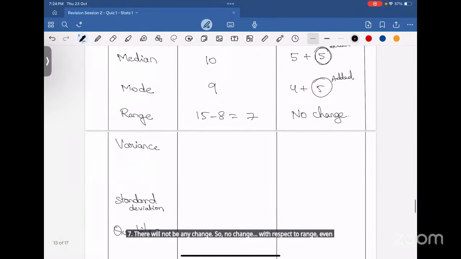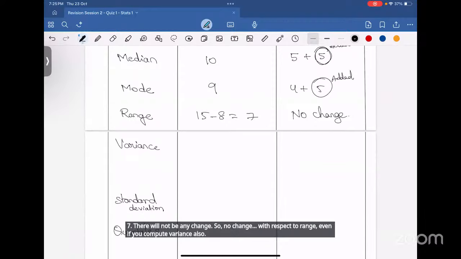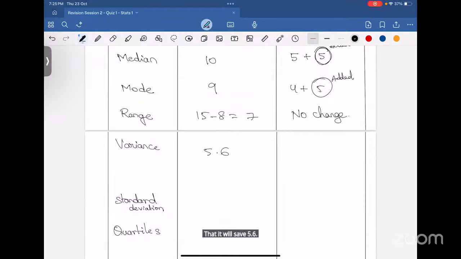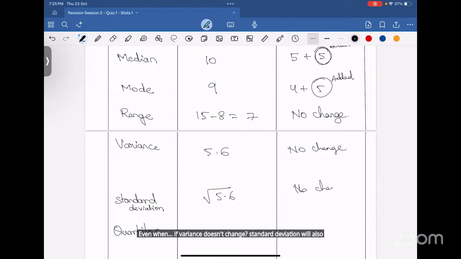Even if you compute the variance, I'm pretty sure it will not change. It was 5.6 and there will not be any change. Standard deviation also will not change.